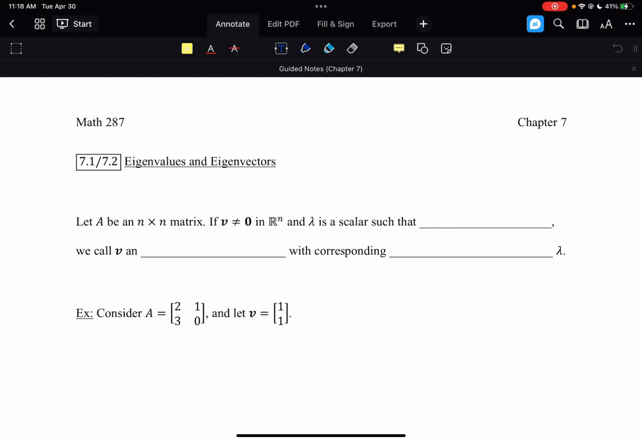Welcome to Chapter 7. Here we're going to be looking at sections 7.1 and 7.2, dealing with the concepts of eigenvalues and eigenvectors. So we're going to first establish the relationship, define what an eigenvalue and an eigenvector are, look at how to find them, and look at some of the additional properties that we see from them.